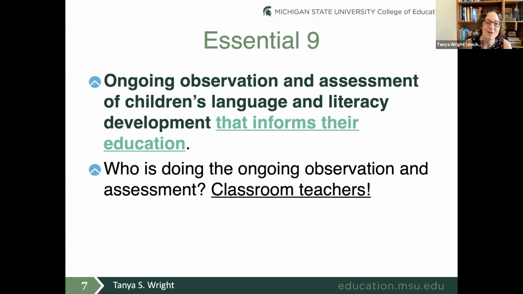And who's going to do that ongoing observation and assessment? Well, classroom teachers, right? There's no external source that can observe kids on an ongoing basis. Who's with the kids regularly? Their teacher. And that's who's going to be seeing what they're doing as readers and writers, and seeing what they're thinking, and trying to figure out what kids need, and particularly then trying to give kids what they need in small groups, or individually, or maybe the whole class needs to learn something similar.